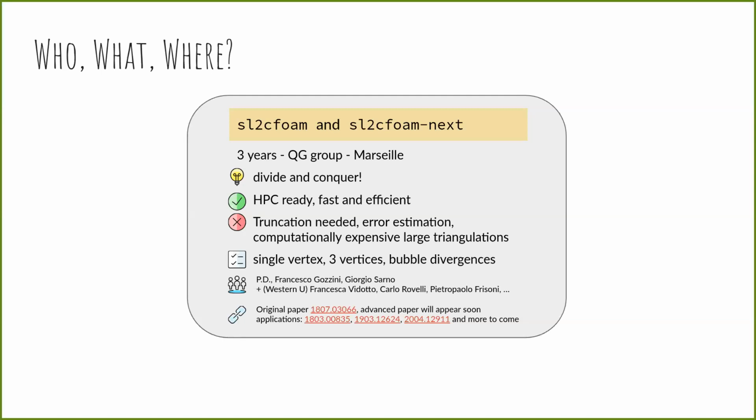The people involved in the development of this work are myself and Giorgio Sarno for the very first version. The second version, the sl2cfoam-next version, is mainly a child of Francesco Gozzini, who is a PhD student here in Marseille. And now the code has been adopted for use and further development by Francesca Vidotto, Carlo Rovelli, Pietro Paolo Frisoni at Western University in Canada. And I will leave in the slides the references to all the papers and the libraries.